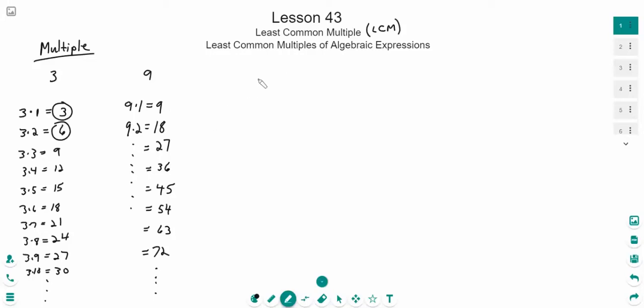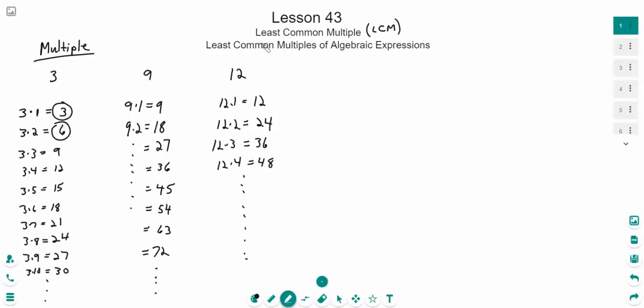Okay, so maybe let's do one more. What about 12? All right, if we wanted to find the multiples of 12, we would just go through our multiplication tables. So we'd have 12 times 1, which would be 12. 12 times 2, which is 24. And then we could just keep going, right? We'd have 12 times 3 is 36. 12 times 4 is 48. And this would just keep going on and on forever, right? Okay, so that is how we find multiples.